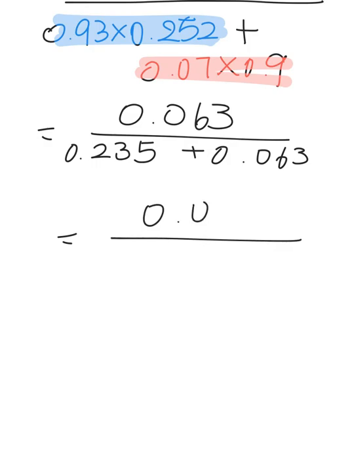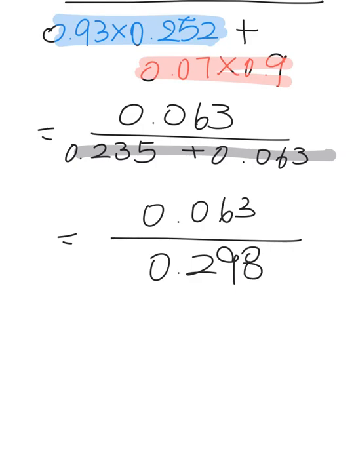0.235. Okay, good. Now, just to keep it, 0.063. And can you take the summation of these two? 0.3. Just 0.3? I need 3 decimals. 0.298. Yes. Finally, it's almost done. Take the ratio. 0.211.